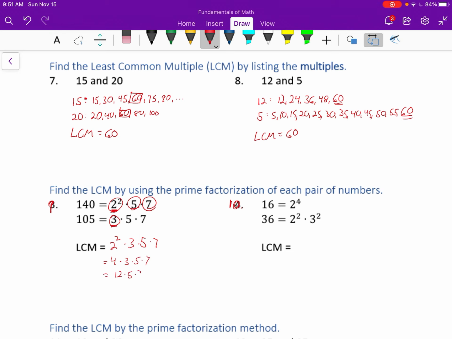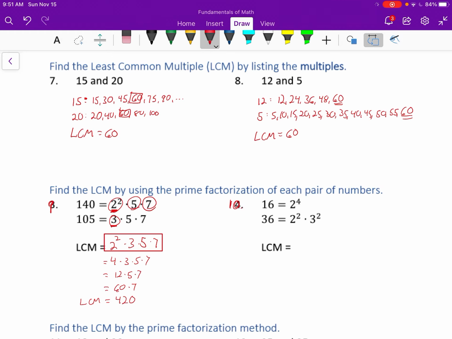2 squared is 4 times 3 times 5 times 7. This is 12 times 5 times 7. 12 times 5 is 60 times 7. And we learned to multiply things that end in 0. We can do 60 times 7. We can just think 6 times 7 is 42, and we add that 0 on. So 420 is our least common multiple. A lot of our time was taken just multiplying these out. Finding the factors is kind of the new part to LCM, and then just multiplying numbers out.